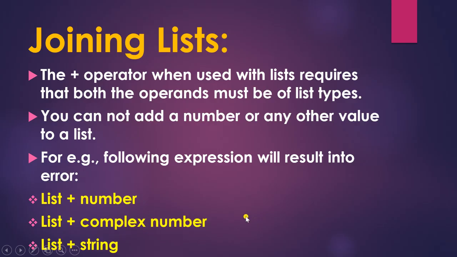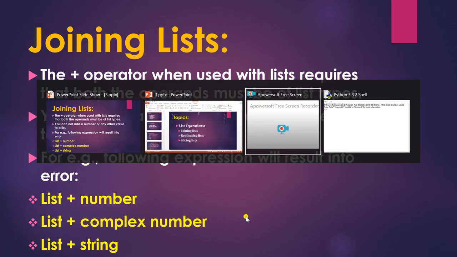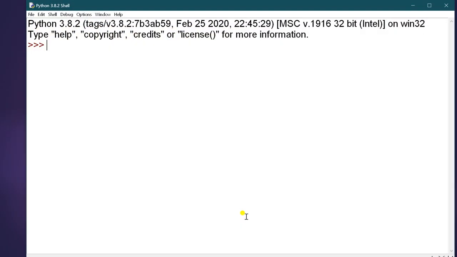I am showing you how it will give the error. If you write L1 is equal to 1, 3, 4 and L2 is equal to 4, 5, 6, 7, and you want L1 plus L2, you want to add these, it will give you the combined list of L1 and L2.